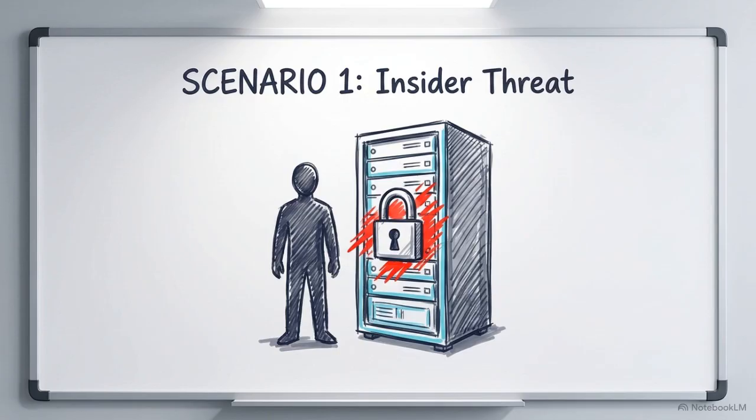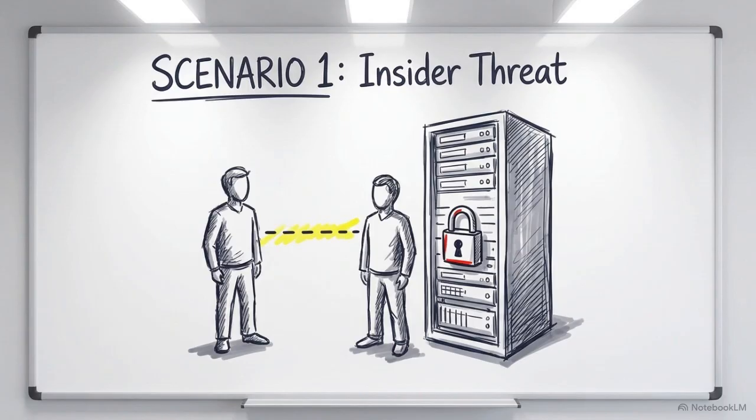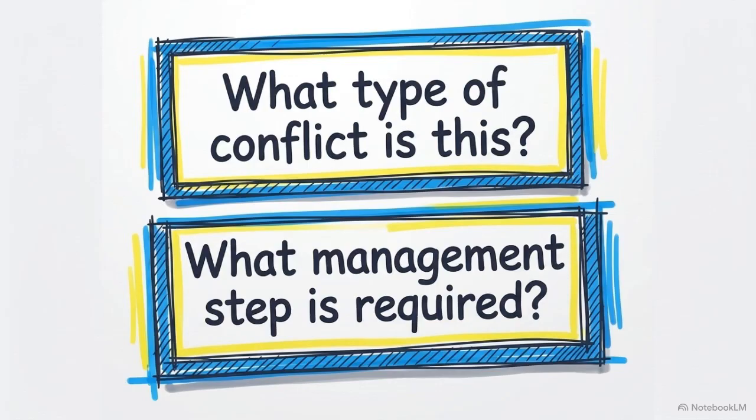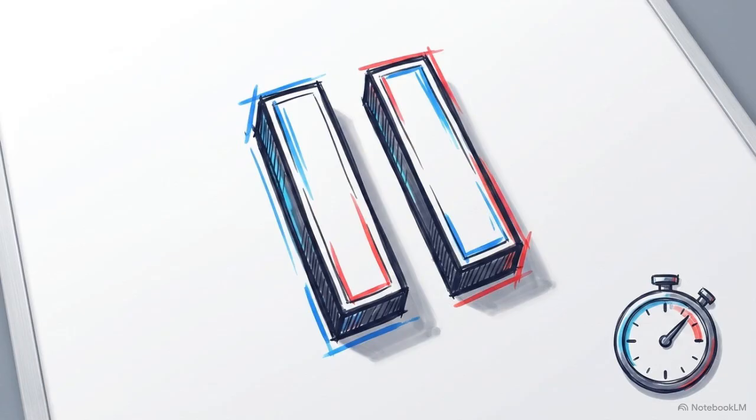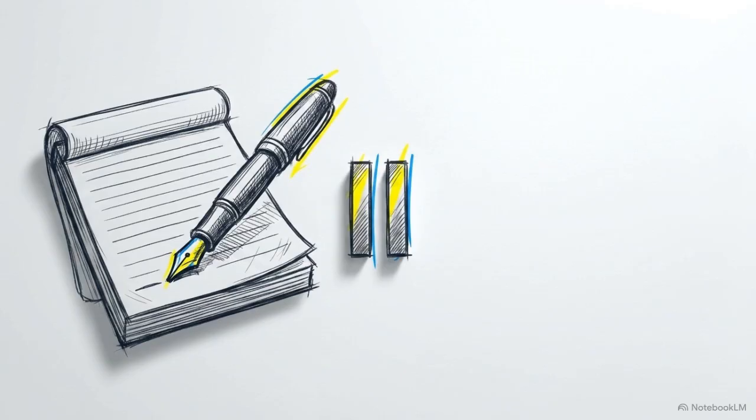Let's test your understanding with a scenario. Consider an internal investigator who finds evidence of data theft, but realizes the culprit is a close colleague. The investigator decides to avoid reporting this specific evidence. Look at the 2 questions on screen. Pause the video right now, write down exactly what type of conflict this represents from our taxonomy, and identify the immediate management step the investigator should have taken instead.